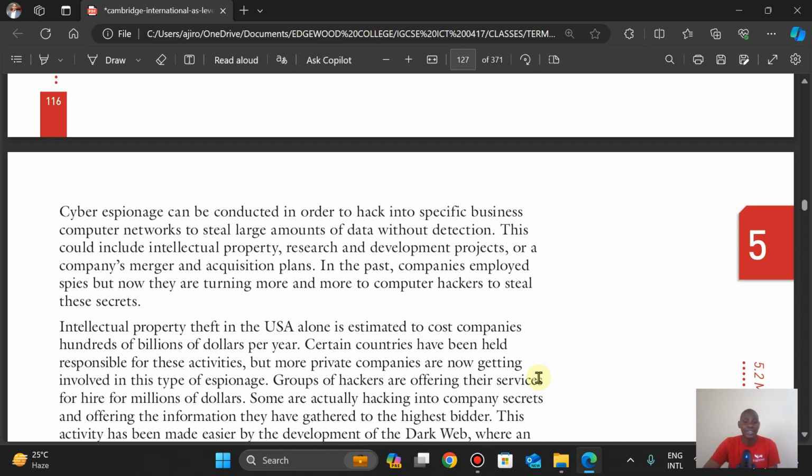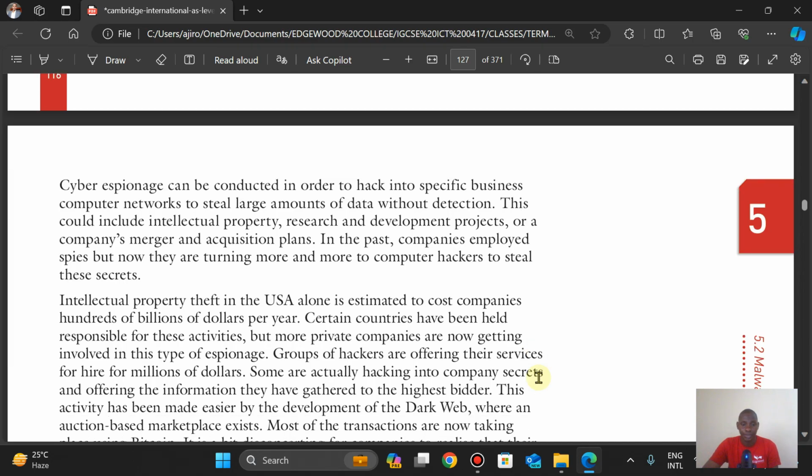Groups of hackers are offering their services for hire for millions of dollars. Some are actually hacking into computer secrets and offering the information they have gathered to the highest bidder.